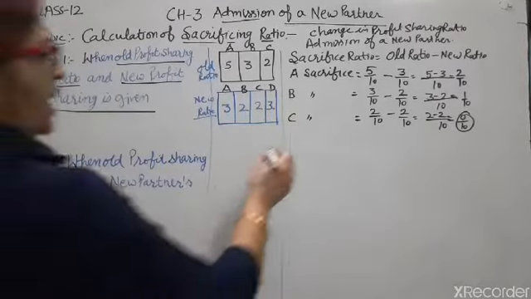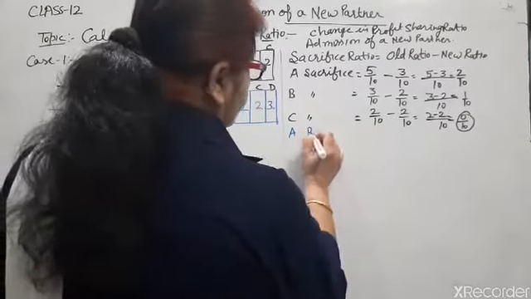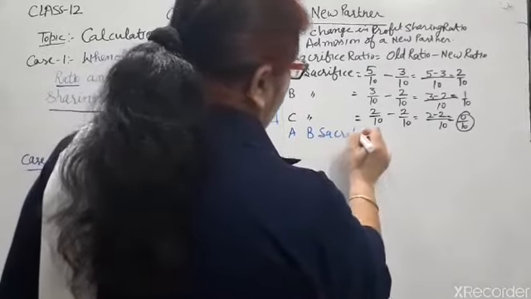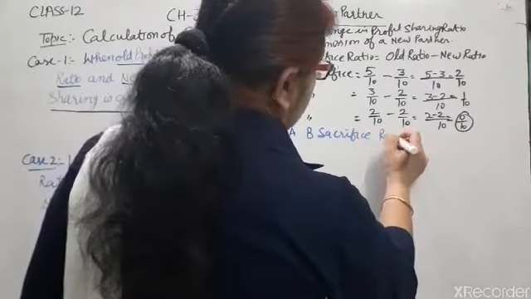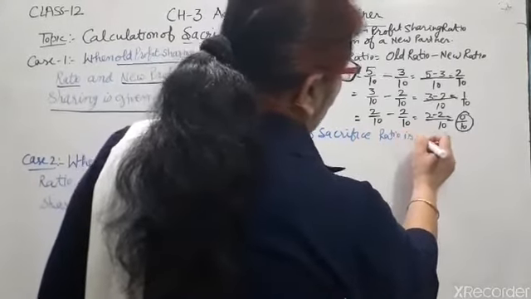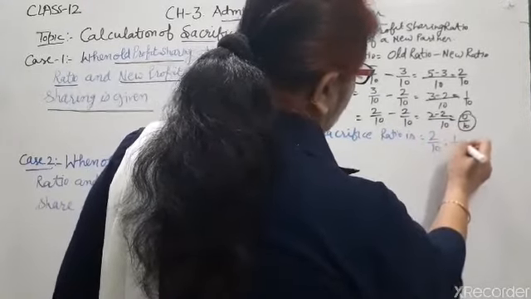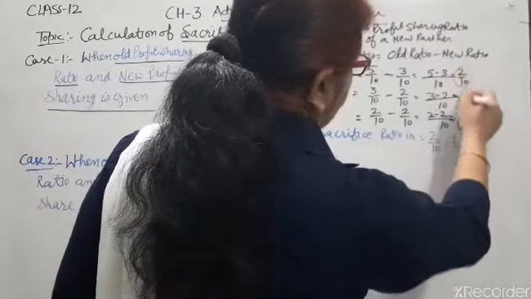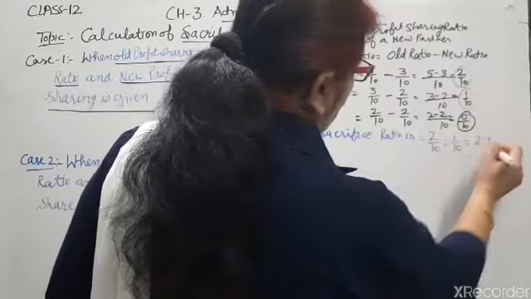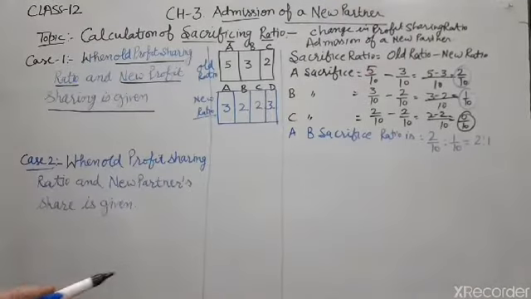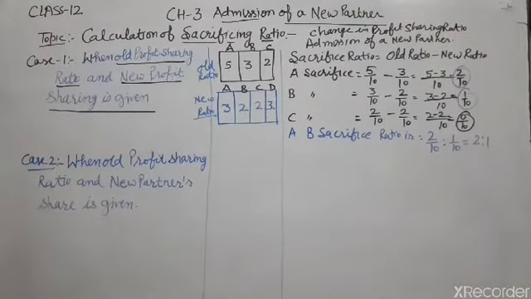So the sacrificing ratio of A and B is 2/10 to 1/10, which is equal to 2:1. It is the first situation.